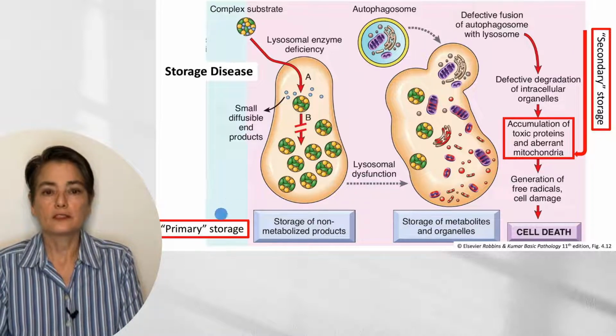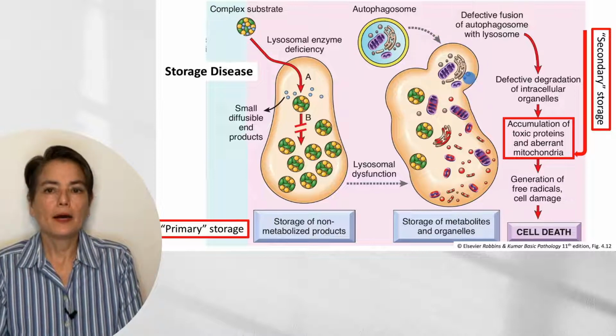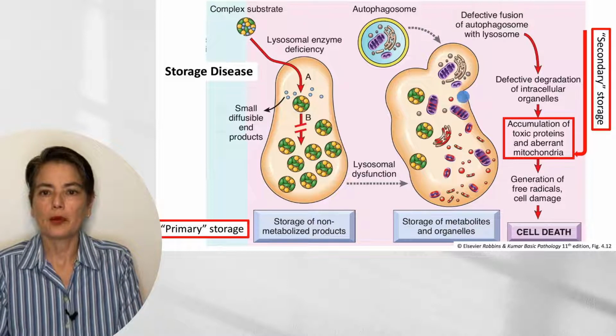And when it accumulates, this is, remember, primary storage. We're going to have these non-metabolized products that are going to lead to lysosomal dysfunction. So this lysosome all by itself is now just not happy, but it is also not functioning as well when it comes time for autophagocytosis. Here we have an autophagosome that is going to bind, but because the lysosome is not working properly, we're going to get defective degradation of our intracellular organelles, leading to our secondary storage, the accumulation of toxic proteins and aberrant mitochondria, which are going to result in the generation of free radical cell damage and cell death.